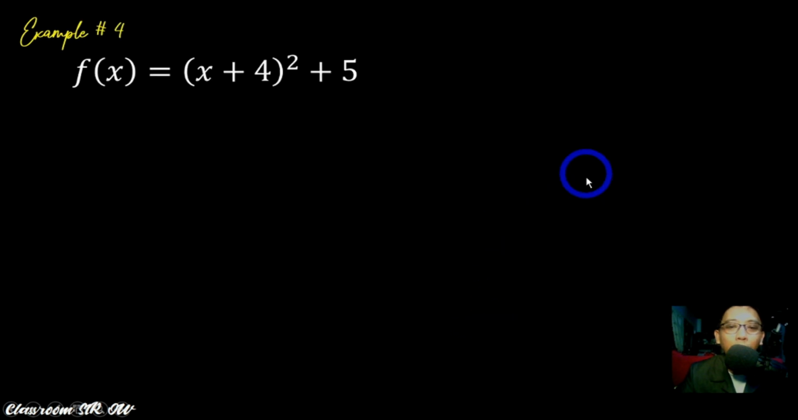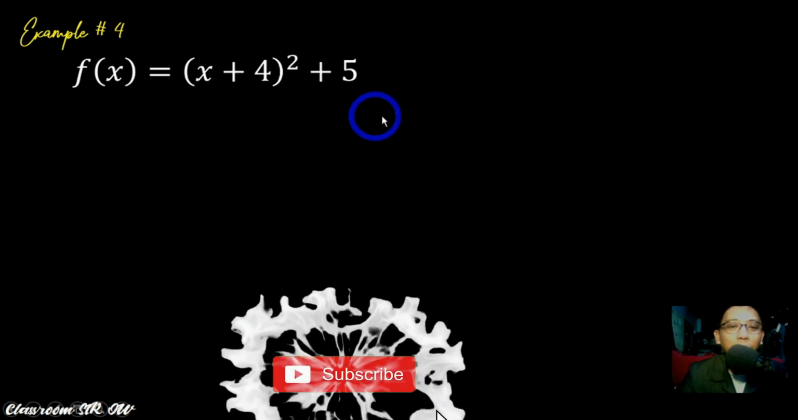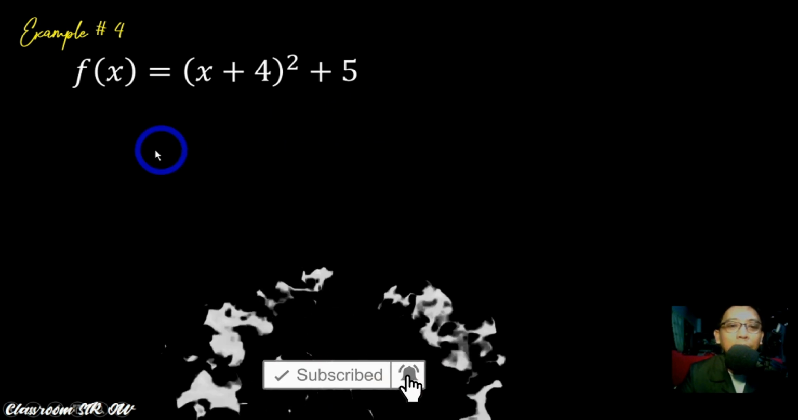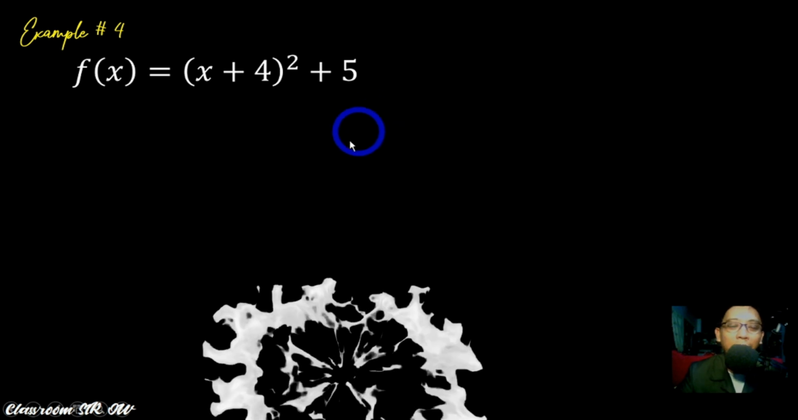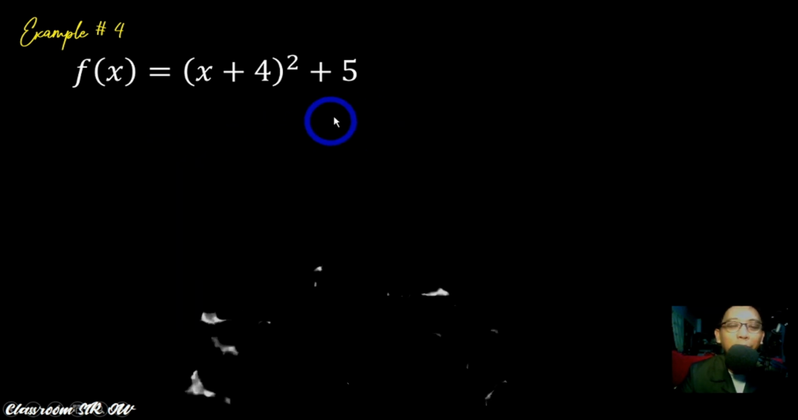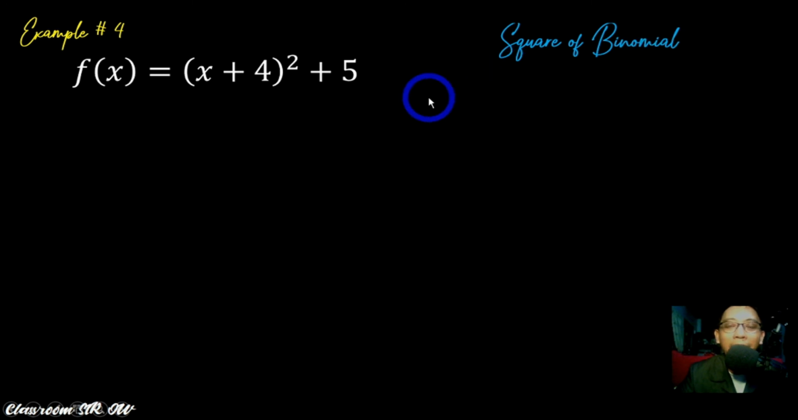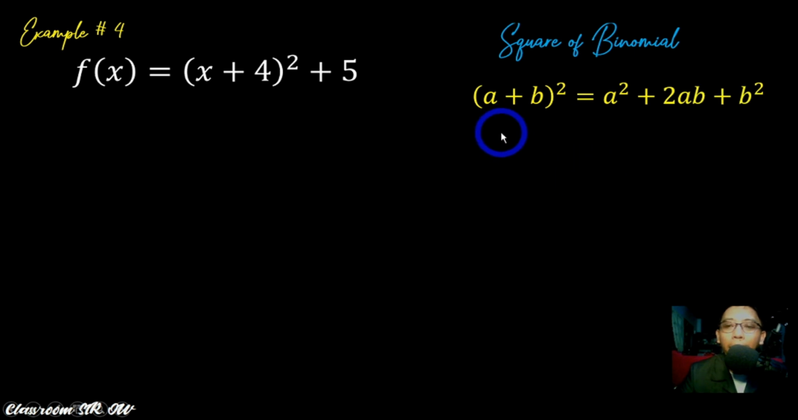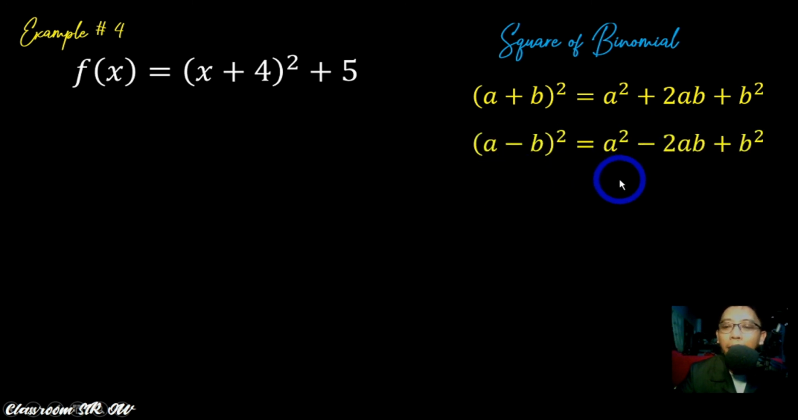Example number 4. So this time, the given is already in the vertex form. So what we are going to do is transform this one into standard form. So we will apply our knowledge of the square of a binomial. If the given quantity is addition, a plus b raised to the power of 2, that is equal to a squared plus 2ab plus b squared. But if it is subtraction, that is a squared minus 2ab plus b squared.